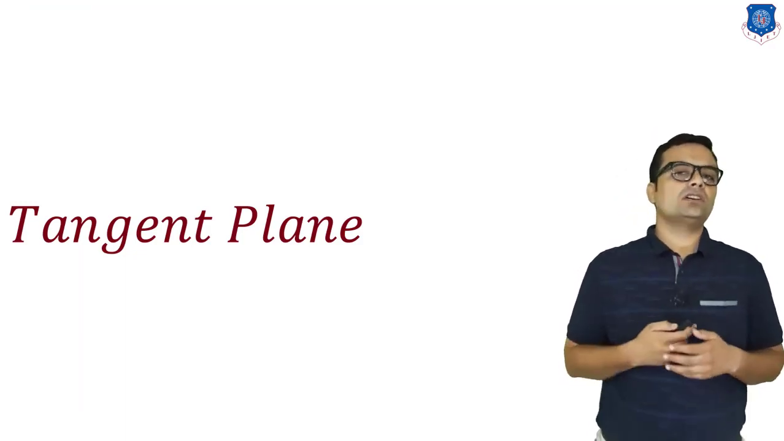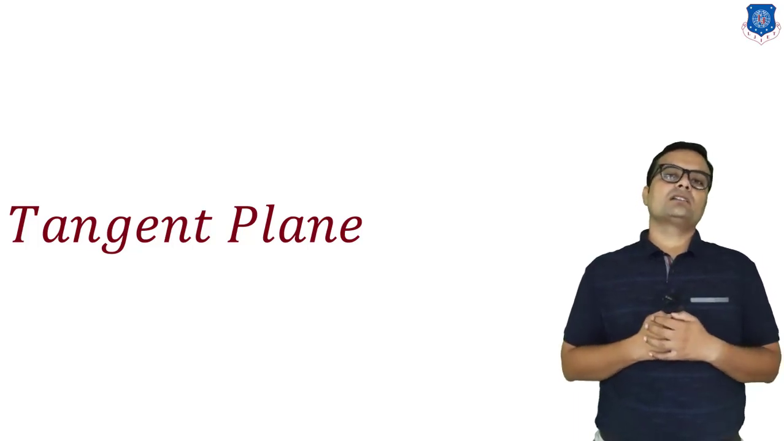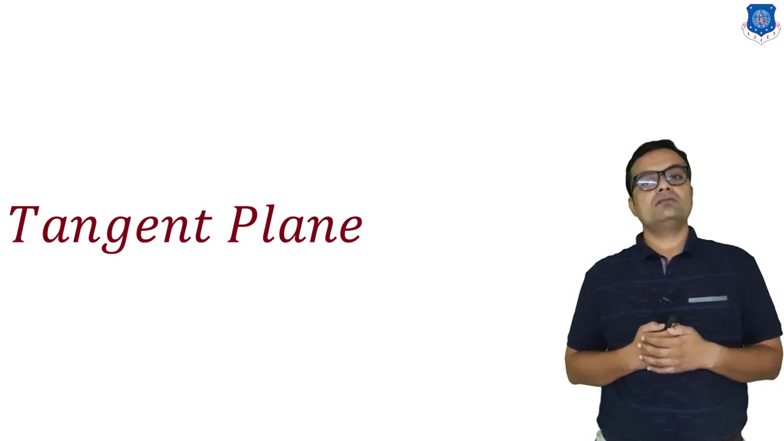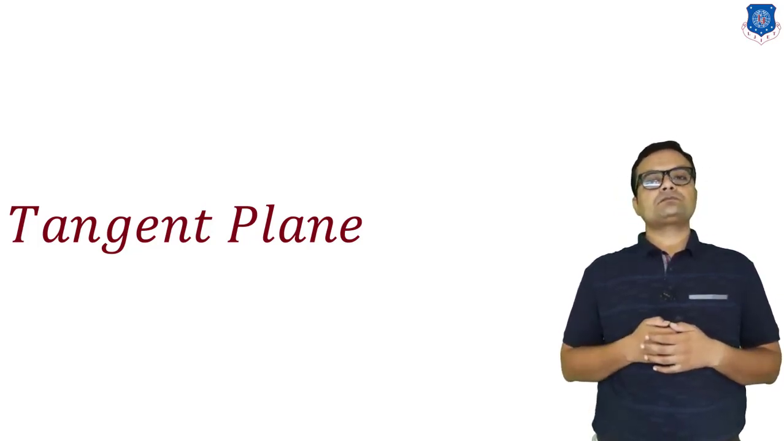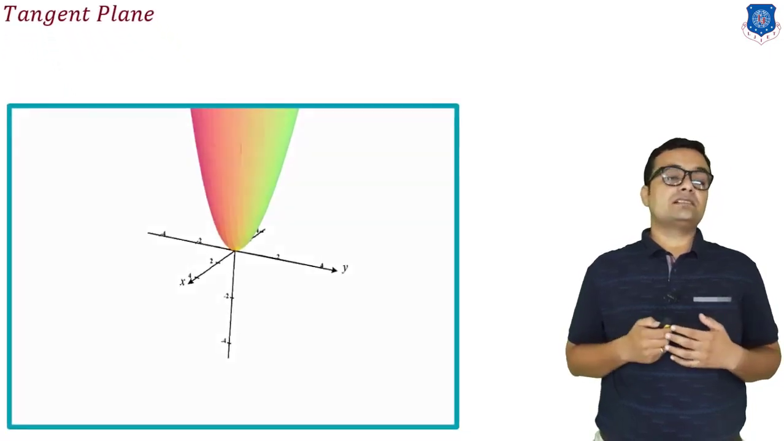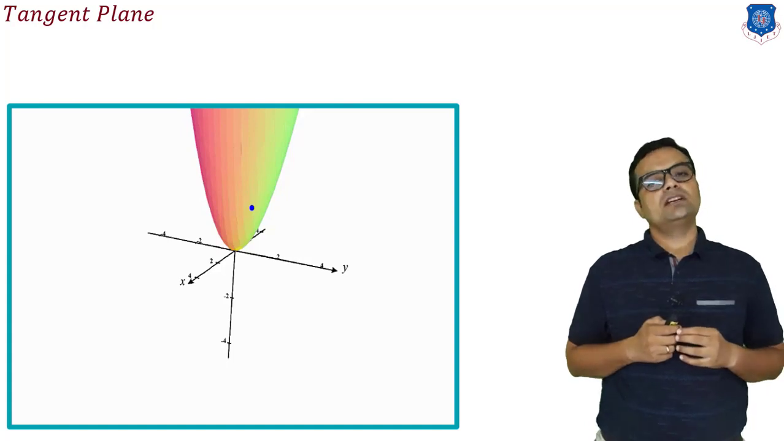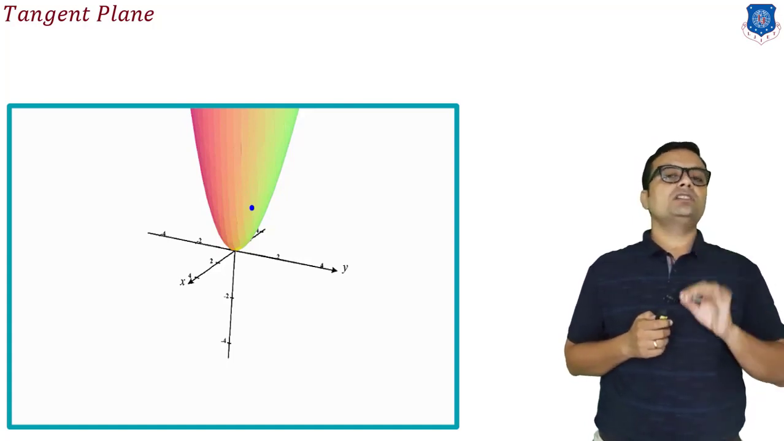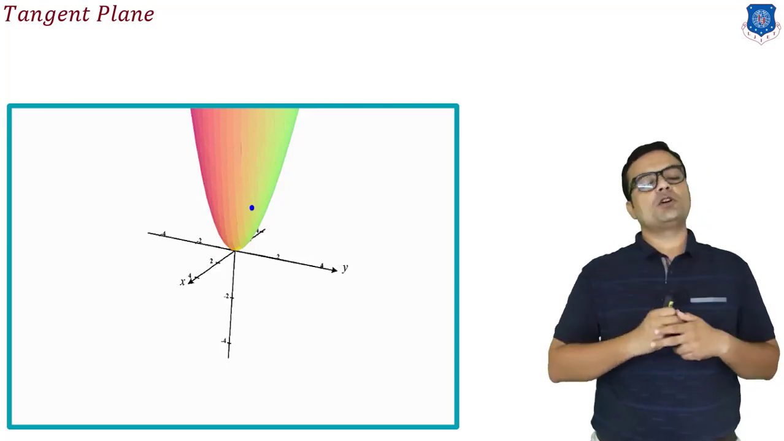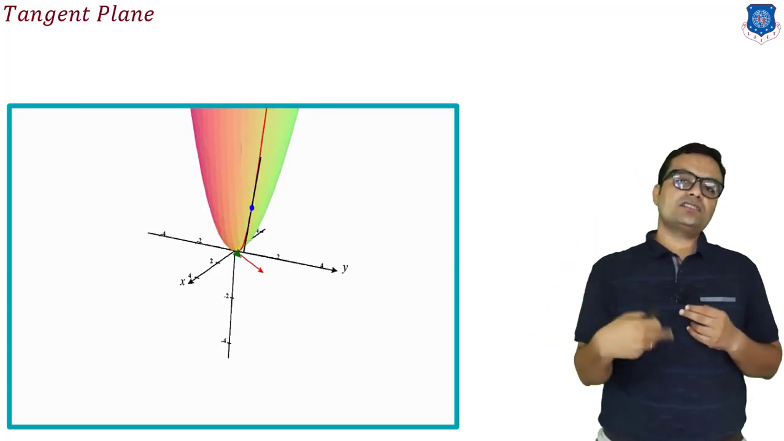Now let us move to the third part of our discussion, which is the most important part, which will help you to develop many concepts in partial derivatives later on, which is the tangent plane. Again, to understand the tangent plane, let us consider one example. Here I am taking a simple function x square plus y square. I am fixing a point on this surface, and to understand what is happening at this point in the form of a tangent plane, I will take a directional derivative.